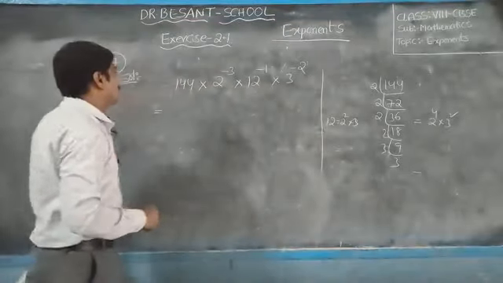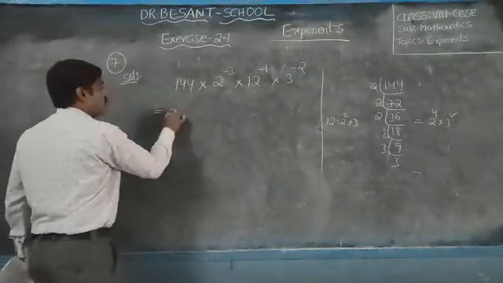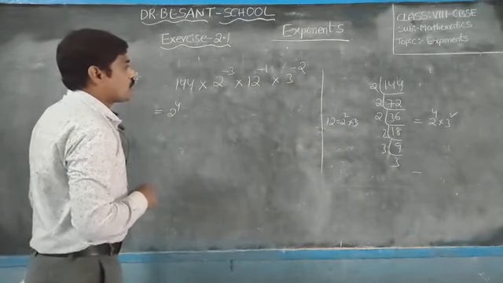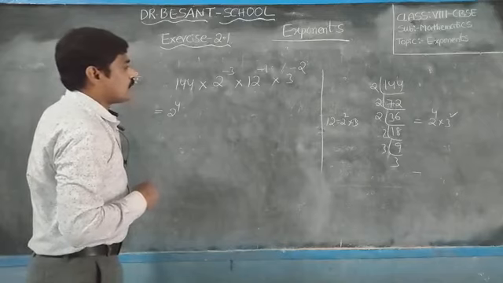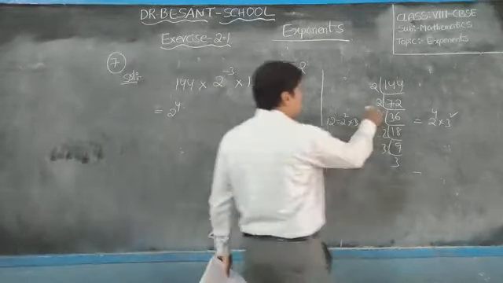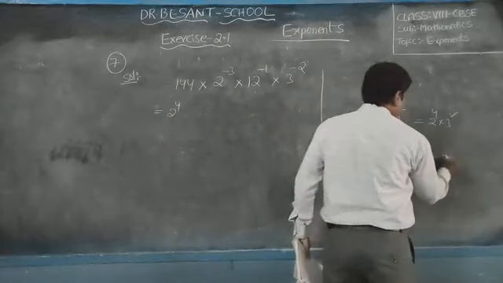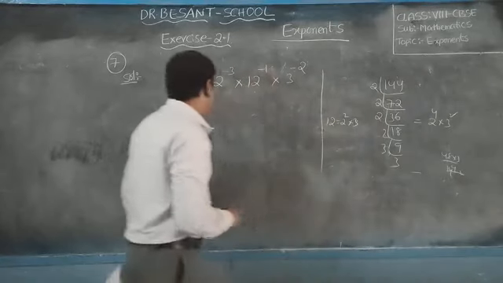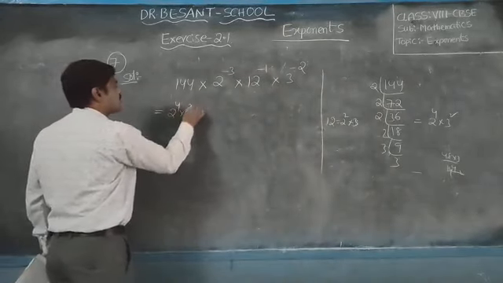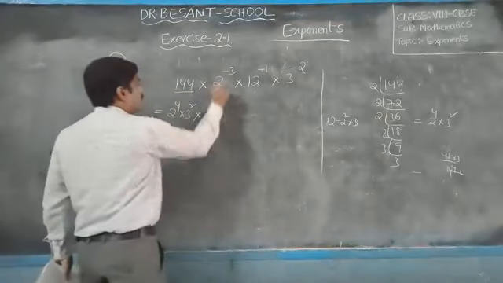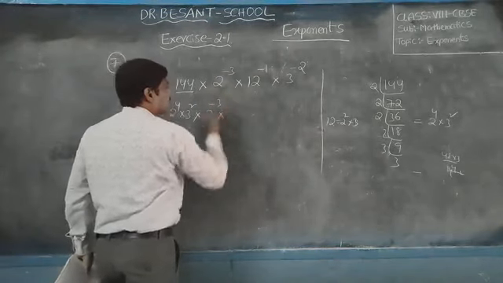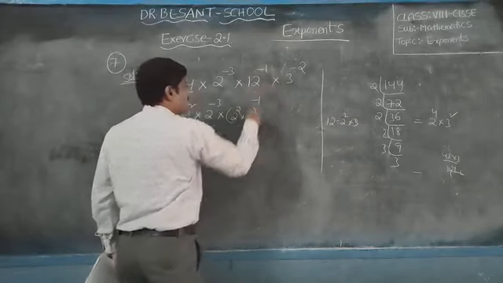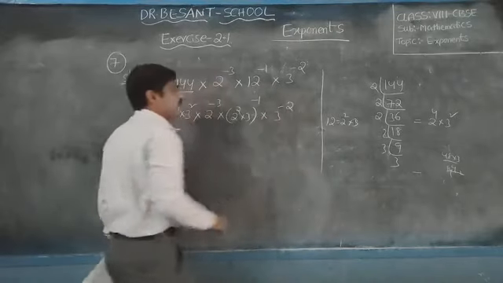Okay, this one we have to use 144 equals 2 power 4 into 3 square. 2 twos are 4, 4 twos are 8, 8 twos are 16, 16 threes are 48, 48 threes are 144. So 2 power 4 into 3 square, this is 144. Now this is 2 power minus 3, this is 12, that means 2 square into 3 whole power minus 1 into 3 power minus 2.